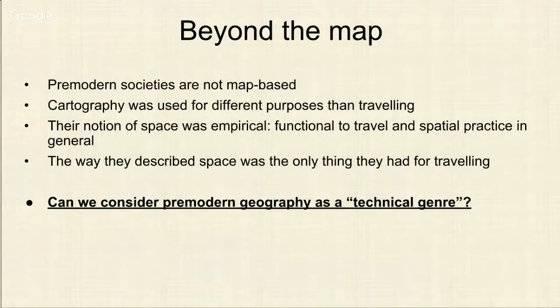because cartography was essentially a scientific way of graphically representing the world, and it was used for very different purposes than traveling, because it was too abstract in order to be used in actual navigation. So the notion of space of pre-modern societies in general, not only of Greeks and Romans, was empirical. It was functional to travel and to spatial practice. And so the way they describe space, their geographical literature, is essentially the only thing that they had for traveling. And this is very important.